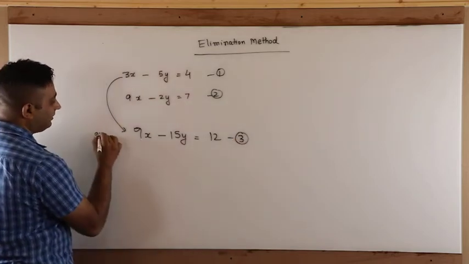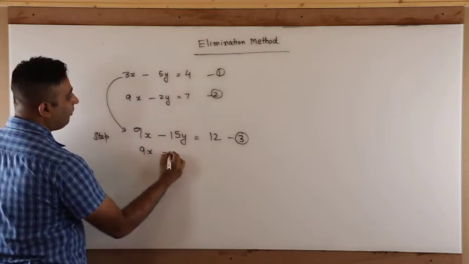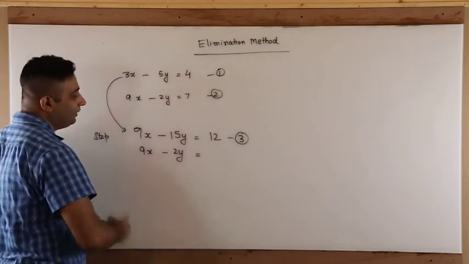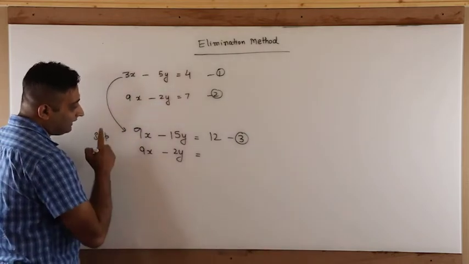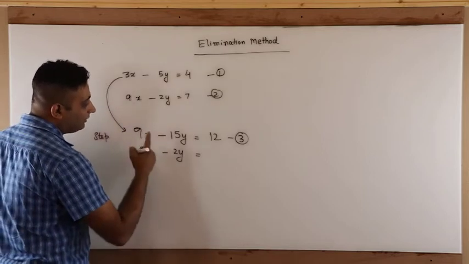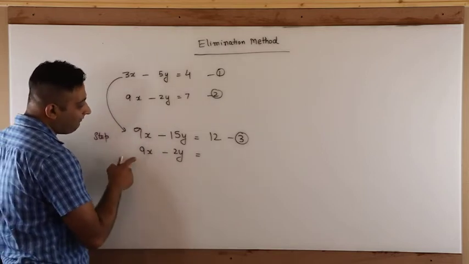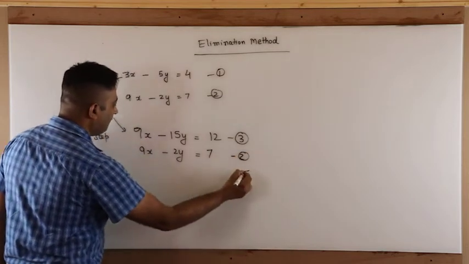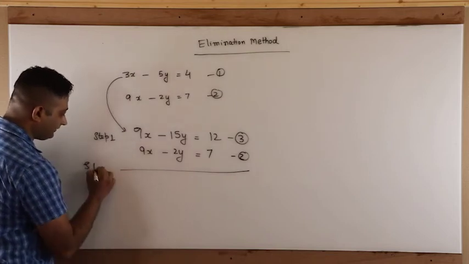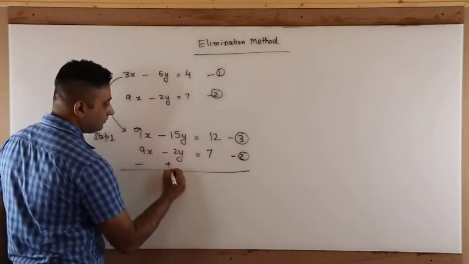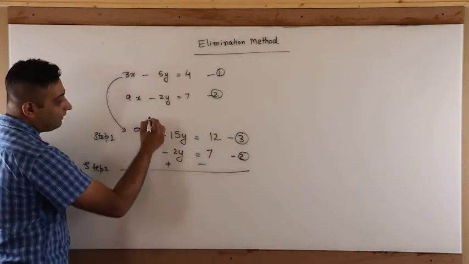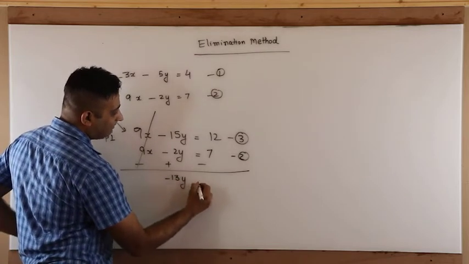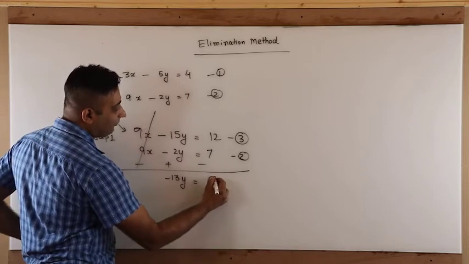And we will rewrite the equation number 2 as it is, because our purpose of multiplying these equations by some constant is to make the variables' coefficient same. That is, either of the two variables' coefficient same. We have made the coefficient of x same in these two equations. Now, we will subtract these two equations in step number 2, so that one variable got eliminated totally. So we got the answer as minus 13y on the left side and 5 on the right hand side.